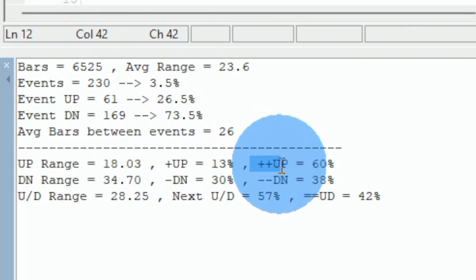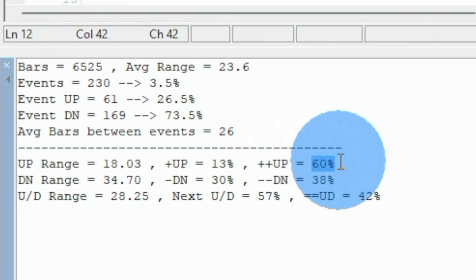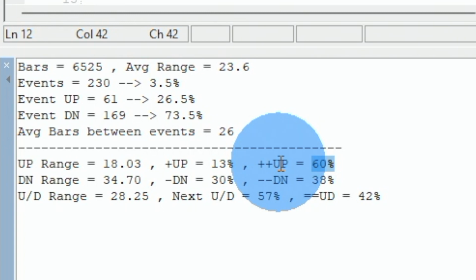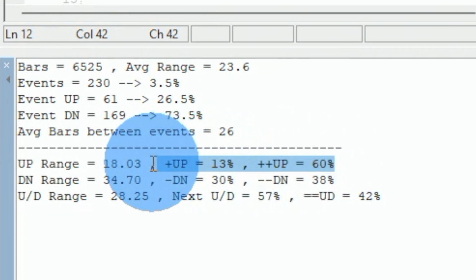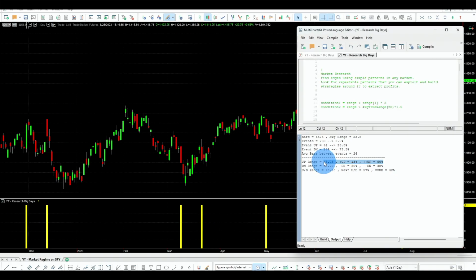But 87, that is huge in any probability book. And let's look at the next stat. The second bar after the big range up day has a 60% probability that it will be up. And that's how you build your strategy around this huge pattern, which is we wait for a big range up day, we short the next day, we go long the day after.